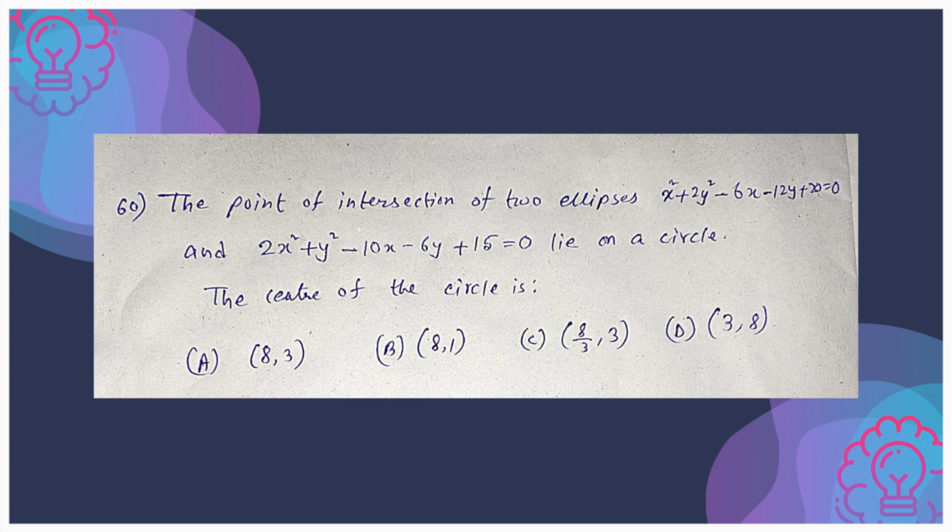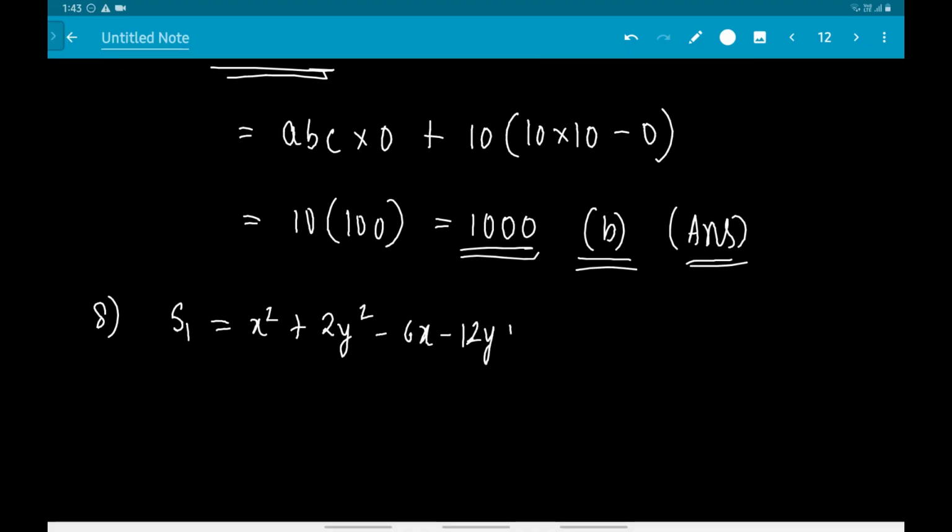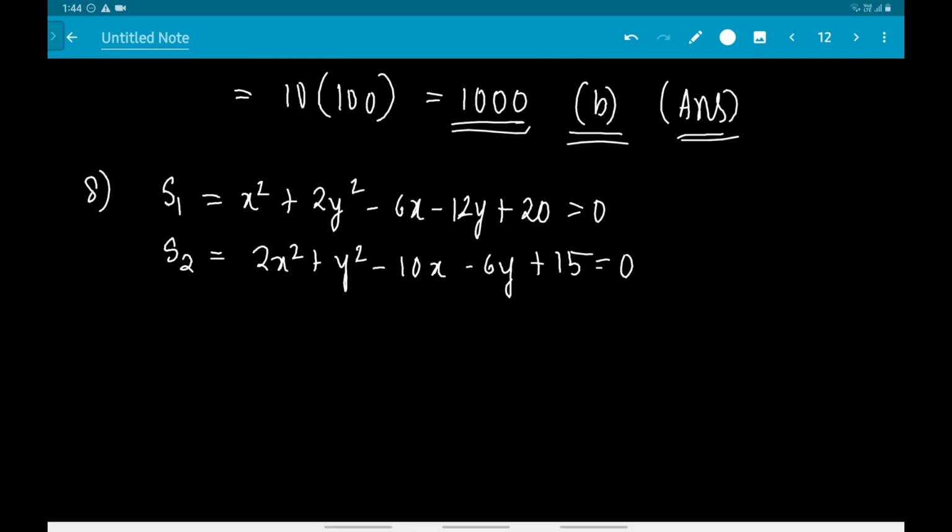So here S1 is equal to the first equation, that means x square plus 2y square minus 6x minus 12y plus 20 equal to 0, and S2 is given, 2x square plus y square minus 10x minus 6y plus 15 equal to 0. So this is given. Now we know that the point of intersection between the two ellipses lies on a circle, obviously. That means the point of intersection is lying on a circle. So here we know that lambda S1 plus S2 is equal to 0. Okay, this is the equation.